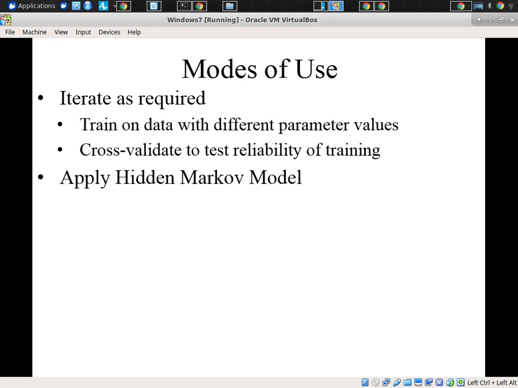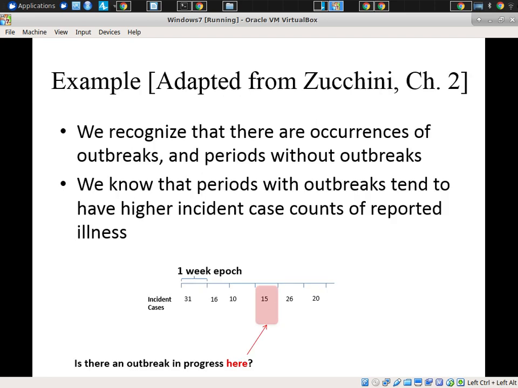Okay. So the general way in which we use these models is to train them, and that can be done in various ways, supervised, unsupervised learning. And if you have supervised learning, you can validate the model against a subset of the data. You might then test it out of sample with a different set of data altogether, like you ended yesterday. And then you can apply the hidden Markov model. After you've developed confidence in it, you can apply it to a time series of data.